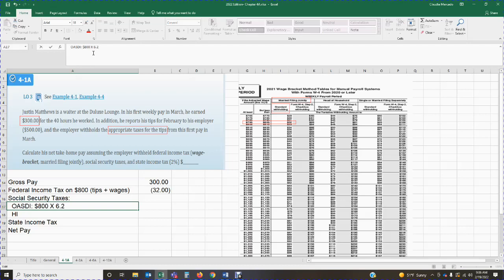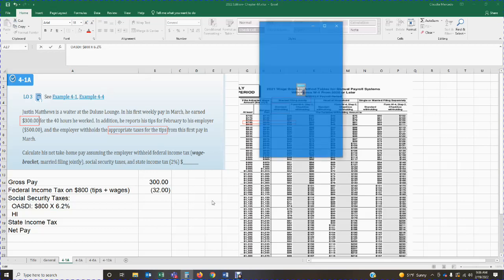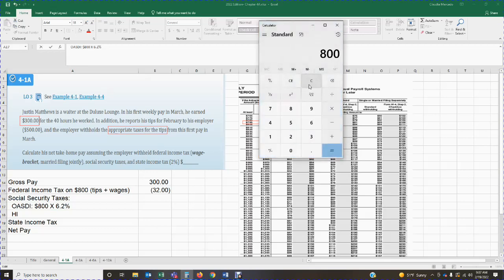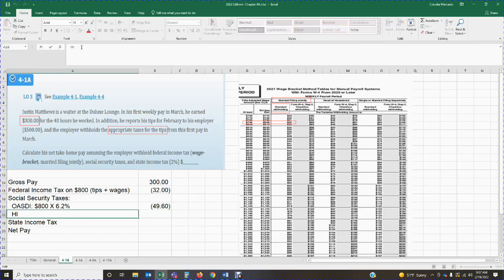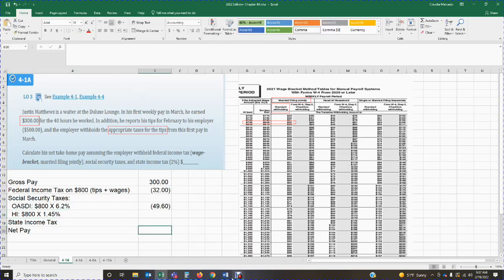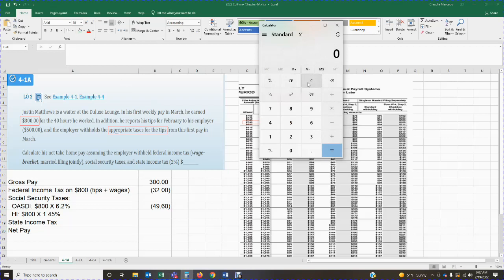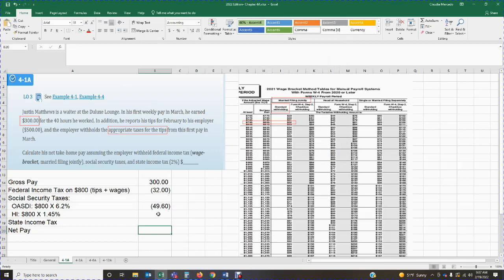And for OASDI, it's 800 times 6.2%. Let me get my calculator out. So it's 800 times 6.2%. That will give me $49.60. And once again, it's in a minus because this is a deduction. Okay. HI is going to be 800 times 1.45%. Let me get my calculator. So it's 800 times 1.45%. That'll be $11.60.